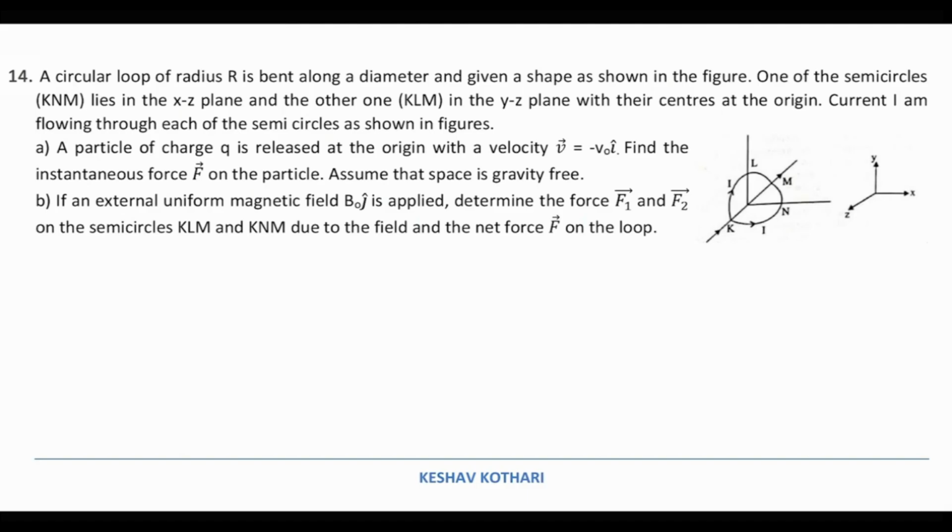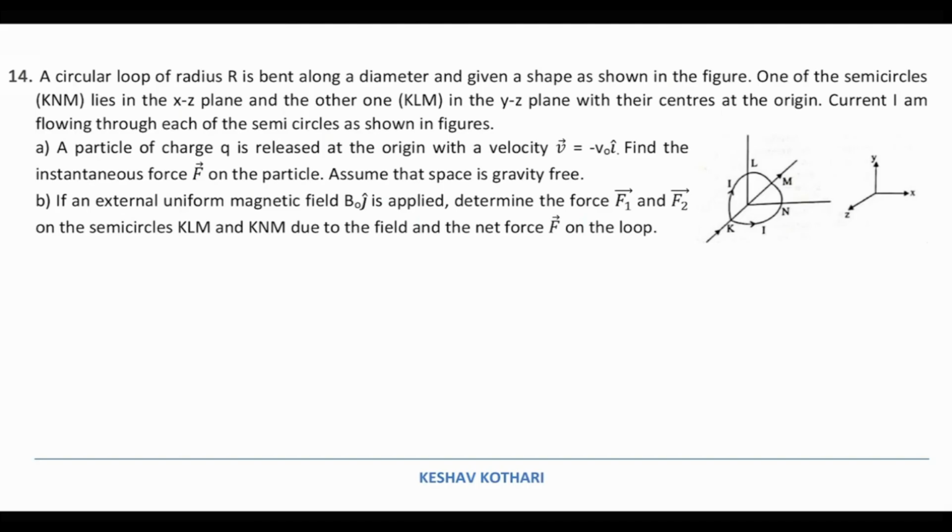For part B, the question is asking: if an external uniform magnetic field B vector equal to B naught j cap is applied, then determine the forces F1 vector and F2 vector on the semicircles KLM and KNM due to the field, and the net force F vector on the loop. So if we begin solving this problem, the first thing that we will calculate is the magnetic field at the origin.